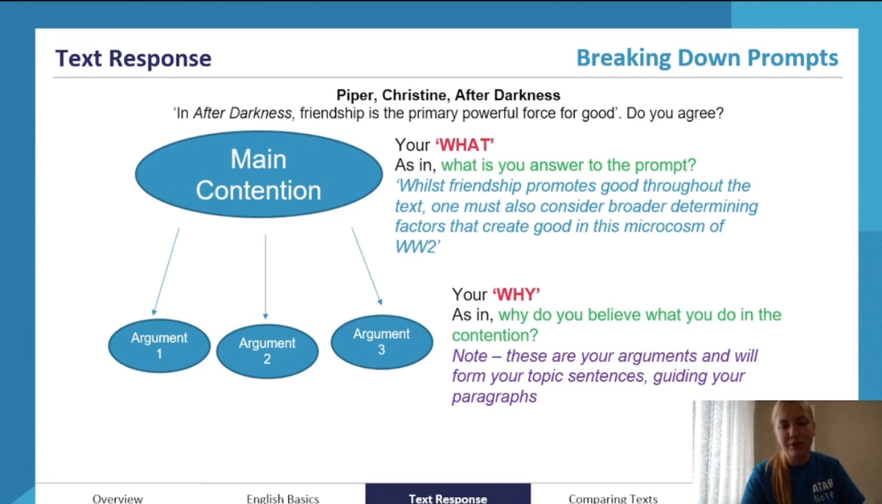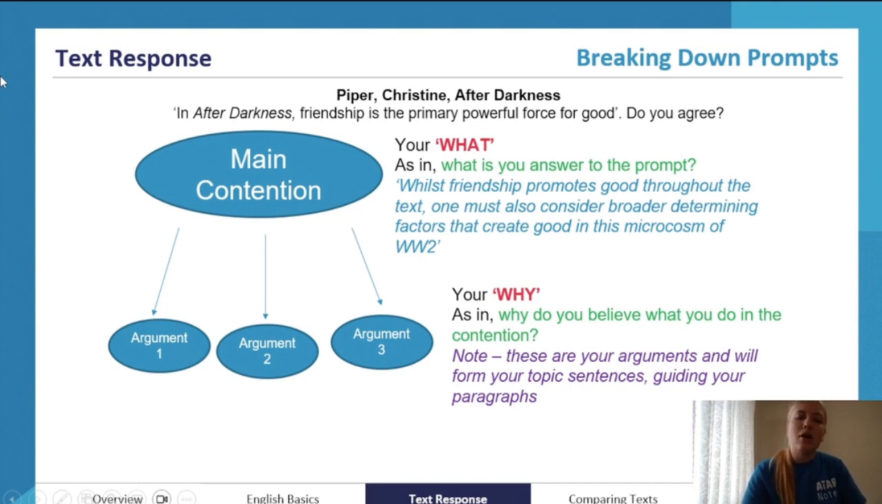So, for instance, whilst friendship promotes good throughout the text, one must also consider broader determining factors that create good in this microcosm of World War II. Microcosm indicating setting, really great word. I encourage you to use it. So we have that counter argument there, that there are also other broader determining factors. That's going to be our counter argument, that there are other things other than friendship.